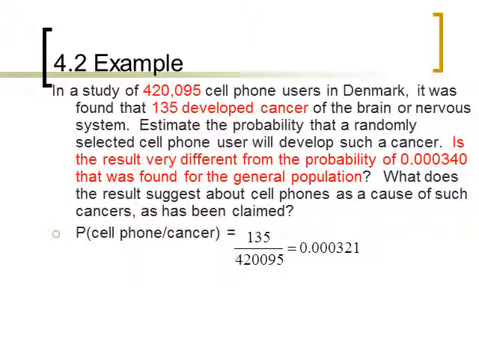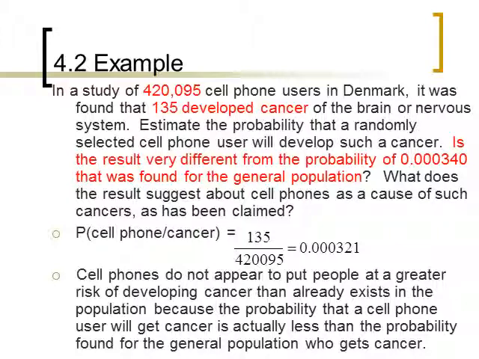Next, divide 135 by 420,095 in your calculator, and you get the probability of 0.000321. Now notice that what I did is I went out to 3 significant numbers that followed the zeros in front. So I didn't round it to 0.0003. I kept going to 3 significant digits. And that's a practice that you'll want to apply when you solve these probability problems when you get very small numbers.